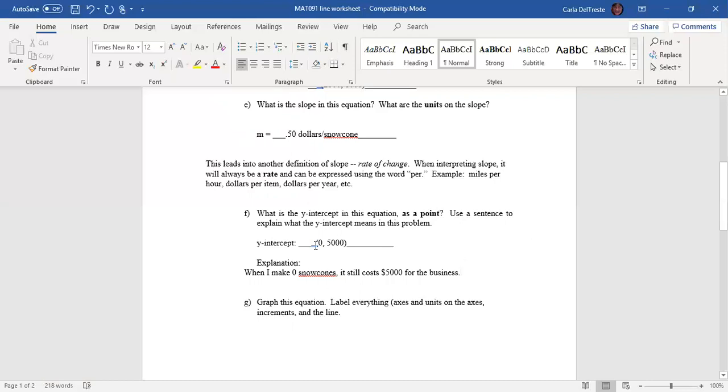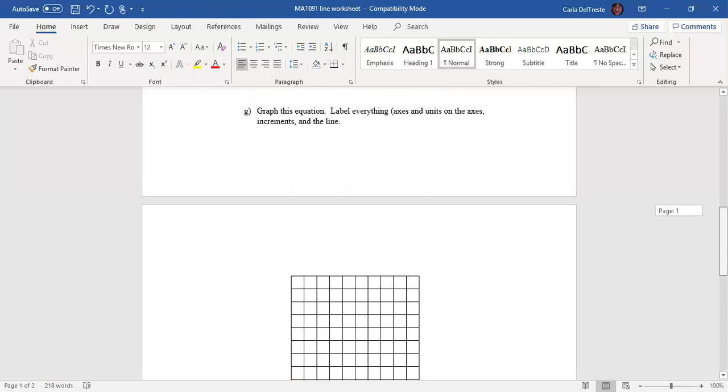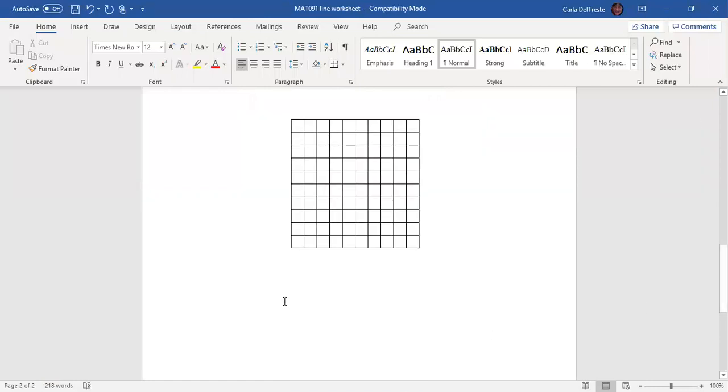And again, this is just describing the input and describing the output. Our last task here is to graph this equation and label everything. Now, this is where domain and range is going to come back into play. So you've got to think back a little bit.